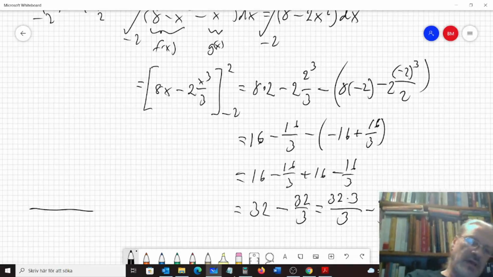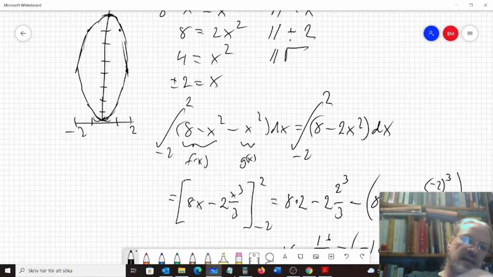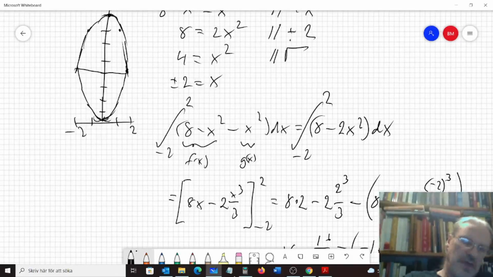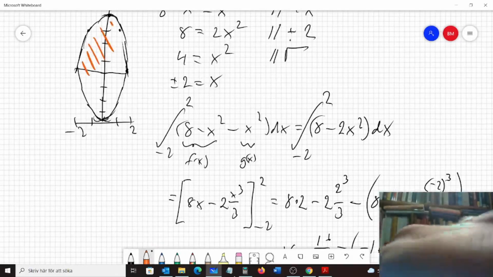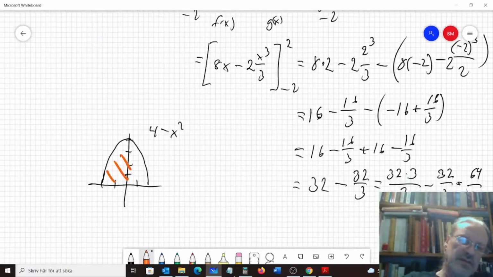Remember this, that we had the problem 4 minus x squared. 1, 2, 3, 4. And that was this shape, right? And as we can see, that is exactly this shape, just shifted up 4 steps. So they will be the same. The area of this is the same as the area of this.